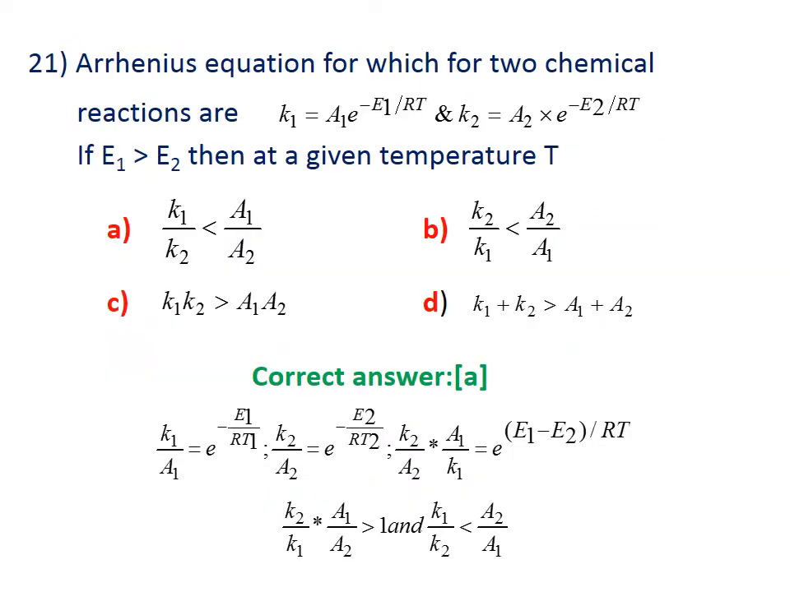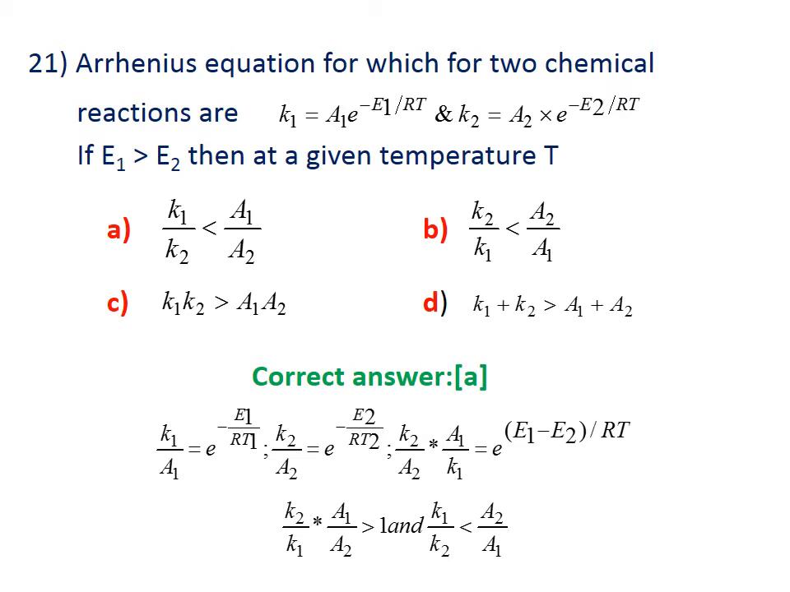21. The Arrhenius equation for two chemical reactions: K1 will be equal to A1 into e power of minus E1 by RT and K2 will be equal to A2 into e power of minus E2 by RT. If E1 is greater than E2 at a given temperature, then A, K1 by K2 less than A1 by A2, B, K2 by K1 less than A2 by A1, C, K1 K2 greater than A1 A2, and D, K1 plus K2 greater than A1 plus A2.